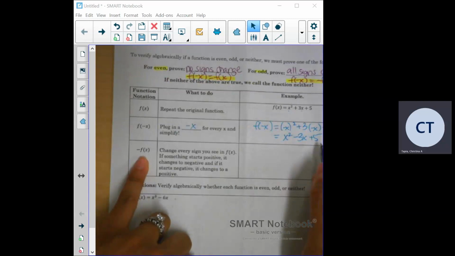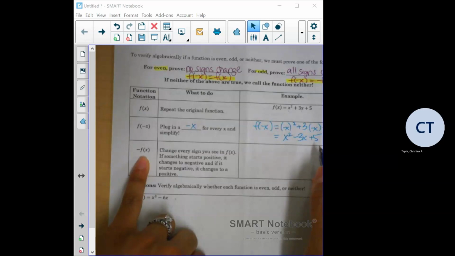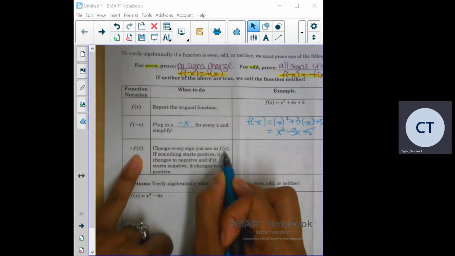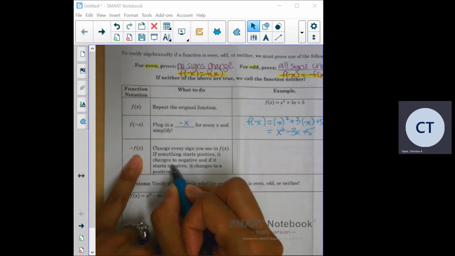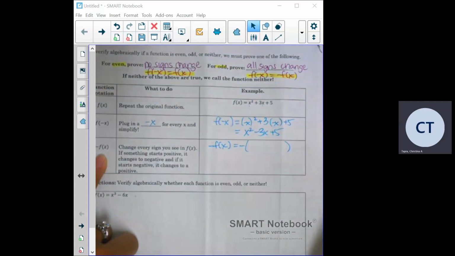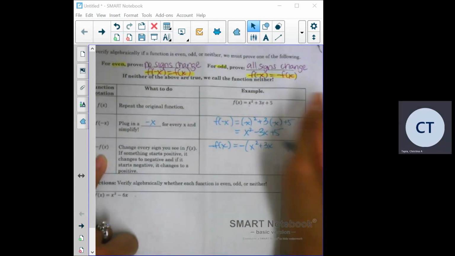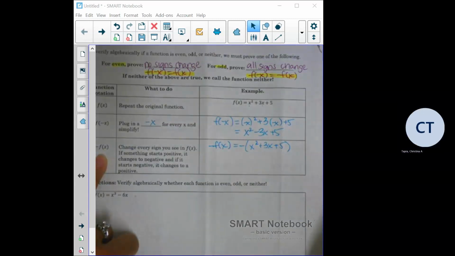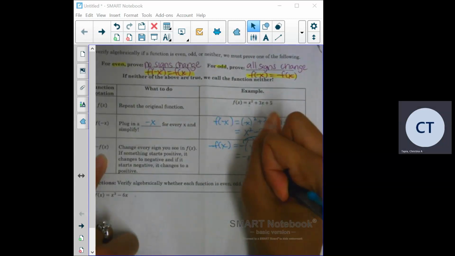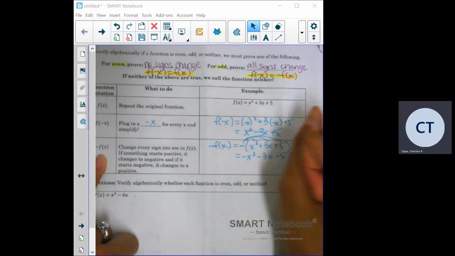What does negative f of x mean? Say it again. Everything's negative. So every sign that you have changes. You're going to change every sign that you see in f of x. If you start with the positive, you're going to change it to negative. If you start with the negative, it's going to change to positive. So for negative f of x, we're going to make this negative parentheses, x squared plus 3x plus 5. And all I'm going to do is change every single sign that I see. So I'm pretty much just distributing. We're going to make this negative x squared minus 3x minus 5.